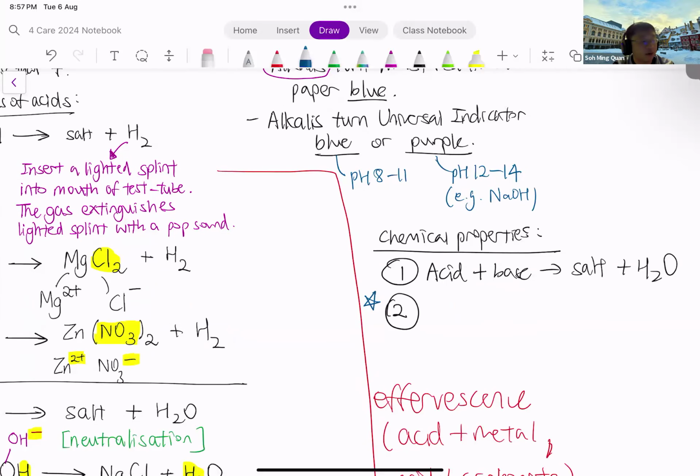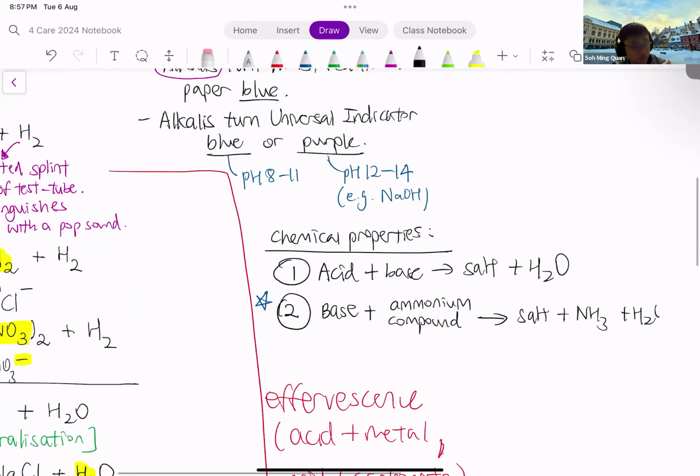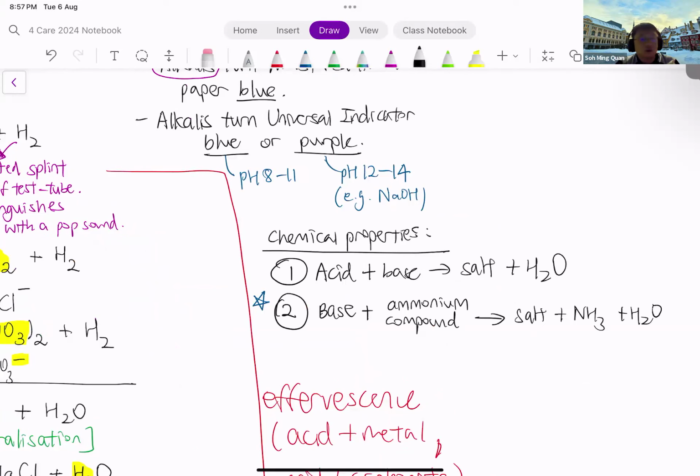Okay, I'm sure the second one, now that I say it, you probably will remember it. Base plus ammonium compound forms a salt, ammonia gas, and water. So this is another reaction that has effervescence, another reaction that has a gas formed. Ammonia is NH3. All right, ammonia is NH3.